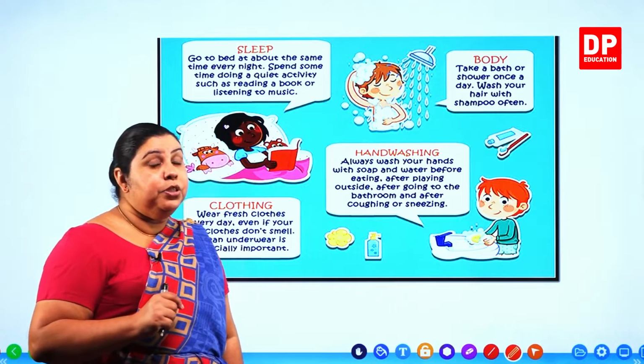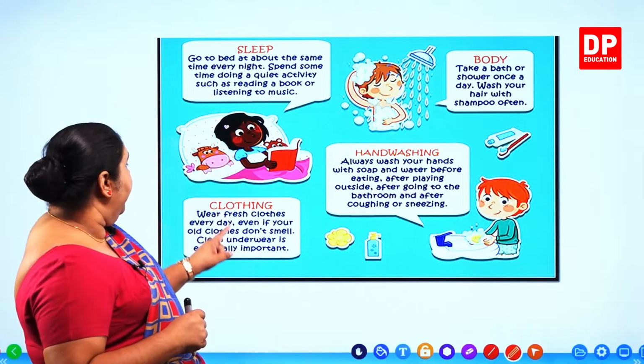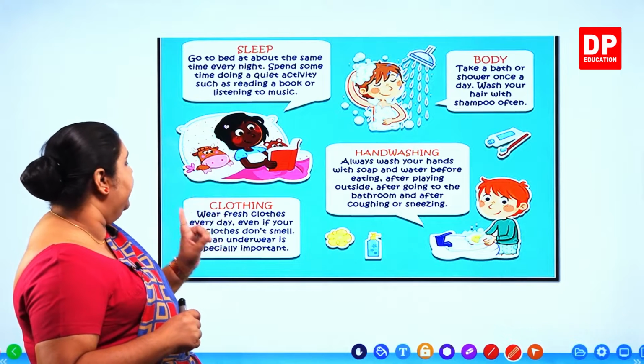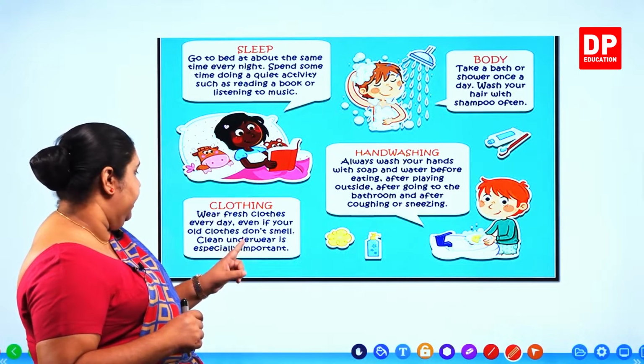Then let's talk a little about clothing. Clothing means the clothes we wear. Wear fresh clothes every day, even if your old clothes don't smell.